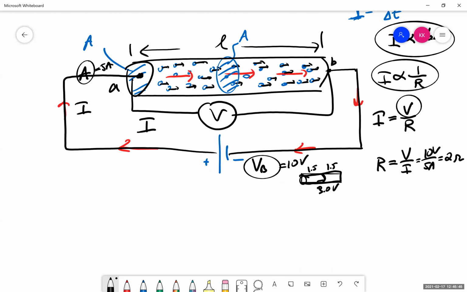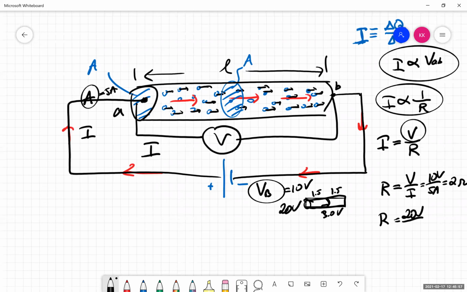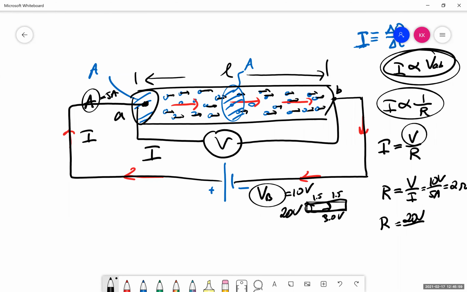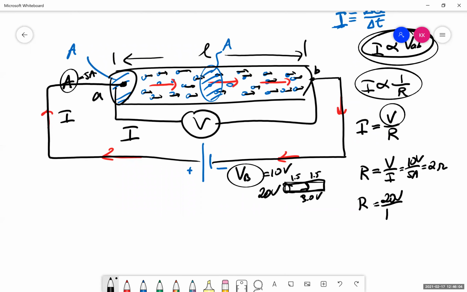Then what happens if I have 20 volts? What will the resistance be? Would the resistance value change? Well, remember the current is directly proportional to voltage, which means that if I double the voltage, the current doubles. Now the current the ammeter measures will be 10 amps, so if I take that ratio, I'm going to get 2 ohms. And that will be pretty much always.